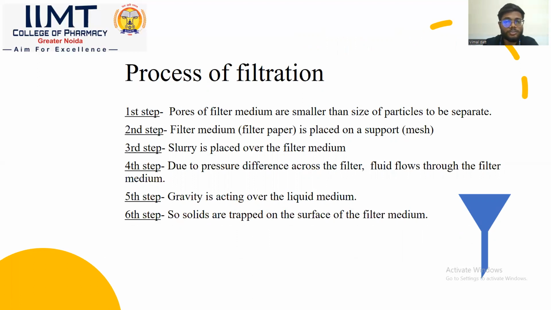So if the pores of the filter medium are larger in size than the particle size of our solid material, filtration cannot be done. So we have to choose a filter medium that has a smaller pore size than the particles. The second step is the filter medium: filter paper is placed on a support, that is mesh, and then third, slurry is placed over the filter medium.